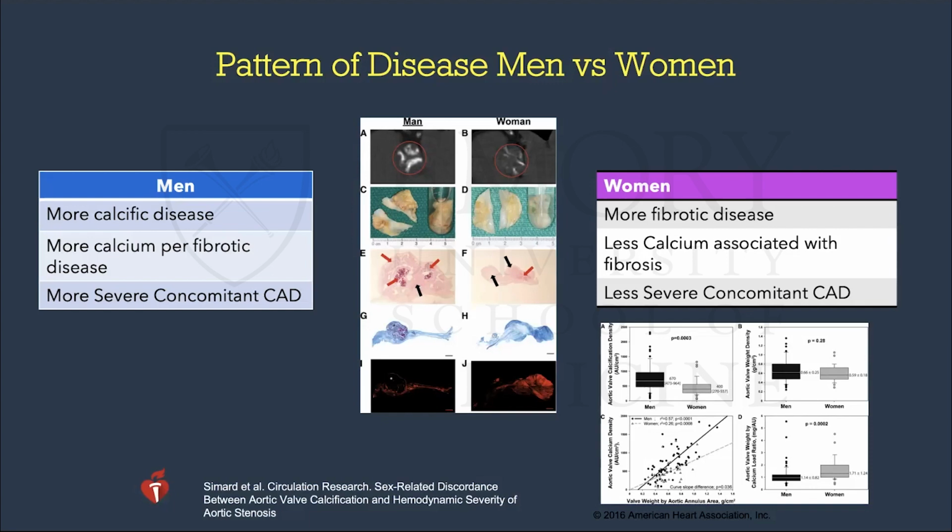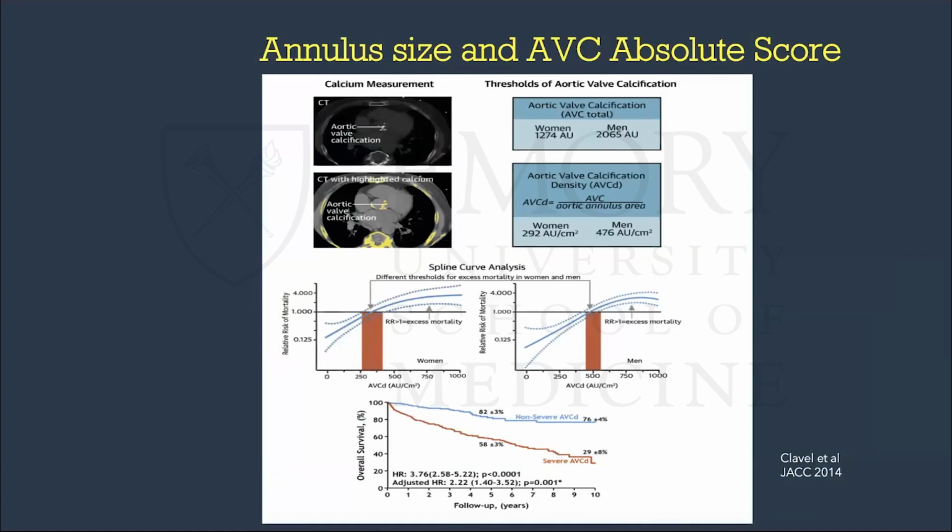And as we see here in the right lower part of the slide, valve weight by annulus area, the density increases with the weight. So there is some element that men tend to accumulate more calcium over time than women, and that's what plays into the threshold. However, this calcium scoring of the valve is a completely absolute number. That means those who have a bigger annulus surface area could have a higher calcium score, and those who have a smaller annulus area could have a lower score.